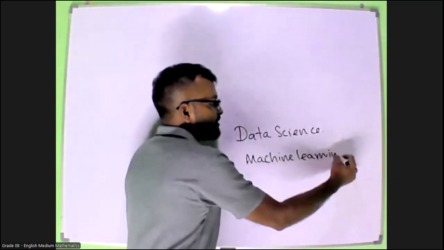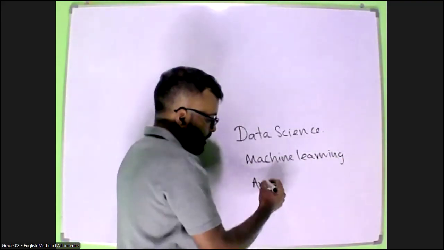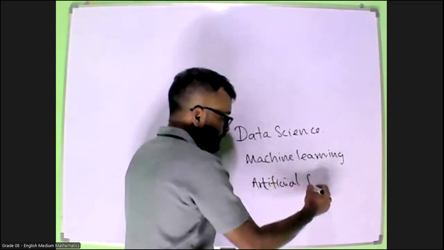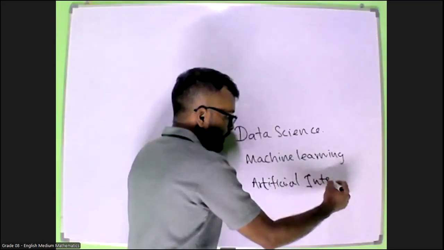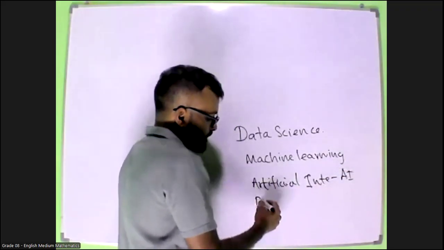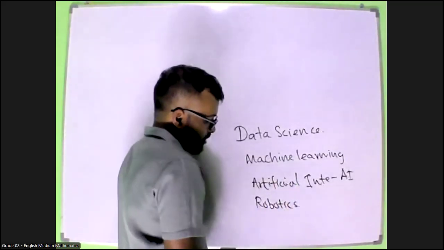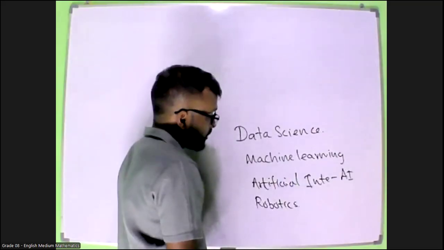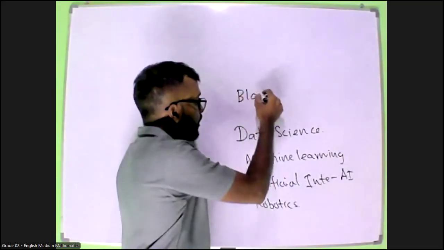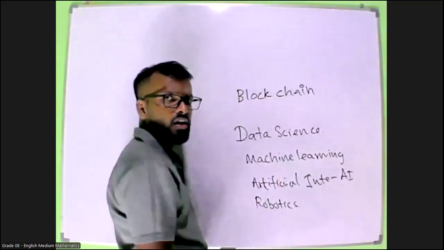These are separate fields, right? Machine learning, artificial intelligence, this is called AI, so you know, and robotics. There are so many things, right? Blockchain. This is the next world, right?